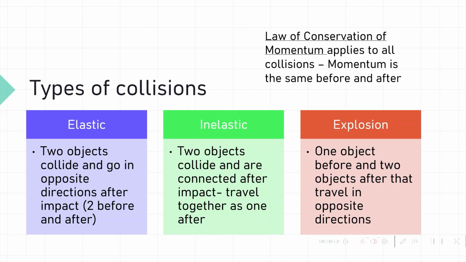There are three types of collisions. We have the elastic collision, and that's what was just shown. Two objects collide and go in opposite directions before and after impact. Inelastic: two objects collide and are connected after impact, and travel together as one after. An explosion: one object before and two objects after that travel in opposite directions.